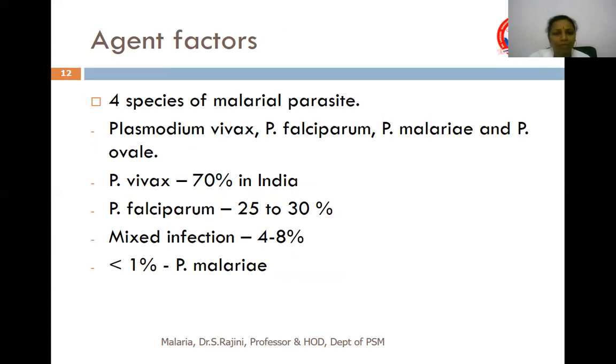So 4 species of malarial parasite are present. So you all know, Plasmodium vivax, Plasmodium falciparum, Plasmodium malariae and Plasmodium ovale. So vivax is about 70% in India, so very common, and falciparum 25 to 30%. And mixed infections are about 2 to 8%. And less than 1% we have malariae.